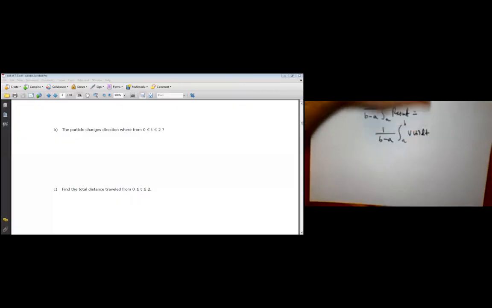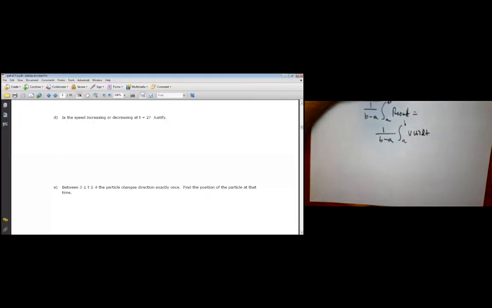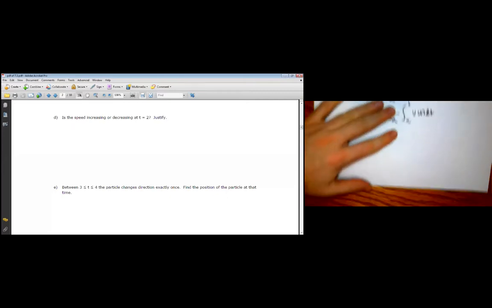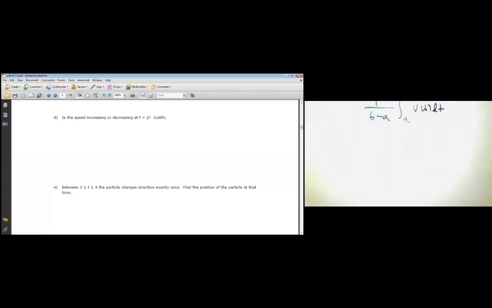We good there, guys? Any questions? Okay, let's go back, and I'm going to have you all tackle part E on your own because I'm assuming we all had trouble on this. Let's read E. If you can do E, you've got particle motion down. It says between 3 and 4, so first things first, turn your calculator to a window of 3 and 4. The particle changes directions exactly once. Find the position of the particle at that time.